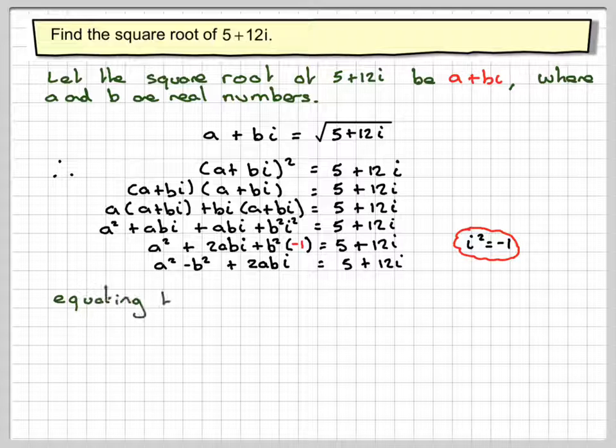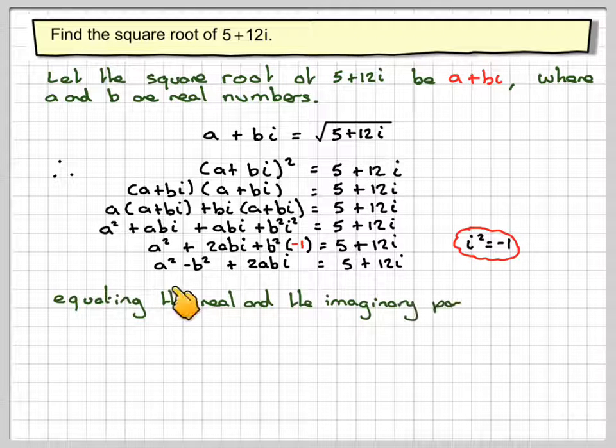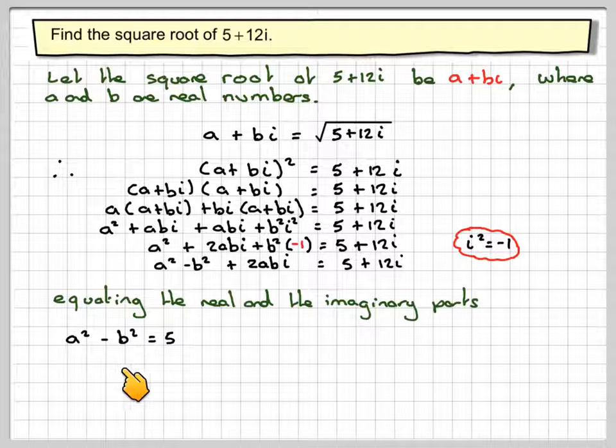And now what we do is we equate the real and the imaginary parts. So the real part, a squared minus b squared, because there's no i there, will be equal to 5. And then the imaginary part, 2ab, will be equal to 12. So we make two equations: a squared minus b squared is equal to 5, and 2ab is equal to 12. This idea of equating the real bit and the imaginary bit is quite useful when we're dealing with complex numbers. Right, we'll label those 1 and 2.